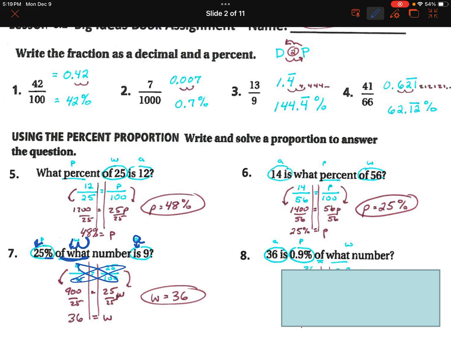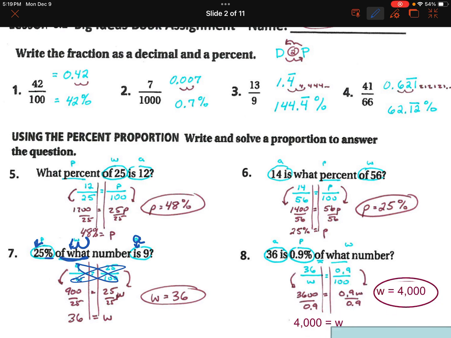A is what percent of what number? A is 9% of what number? So again, 36 is what I have. I'm looking for the total out of how much? 4,000 is my final value there.